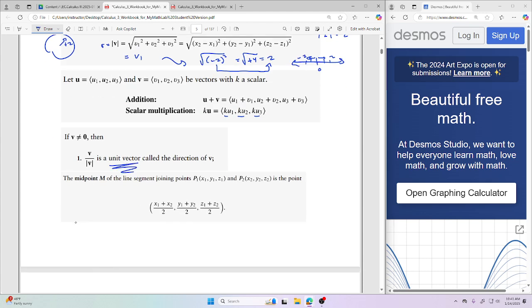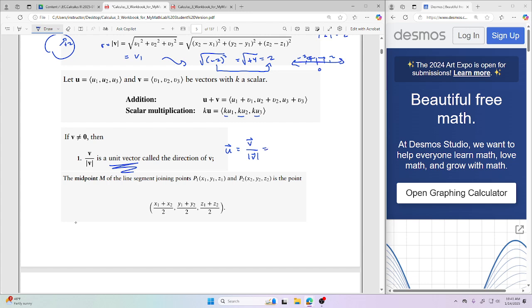So unit vector is, again, denoted normally with u, but they say it's v over the magnitude of v, and that's a good formula. I like that a lot. Basically, I'm dividing by its original distance so that I can get its unit distance, its one distance.